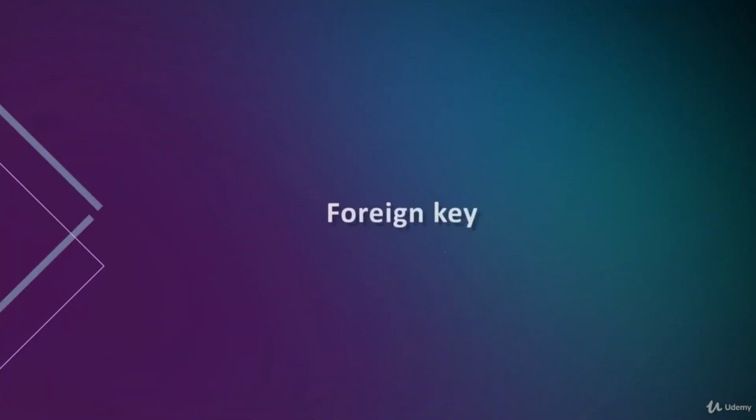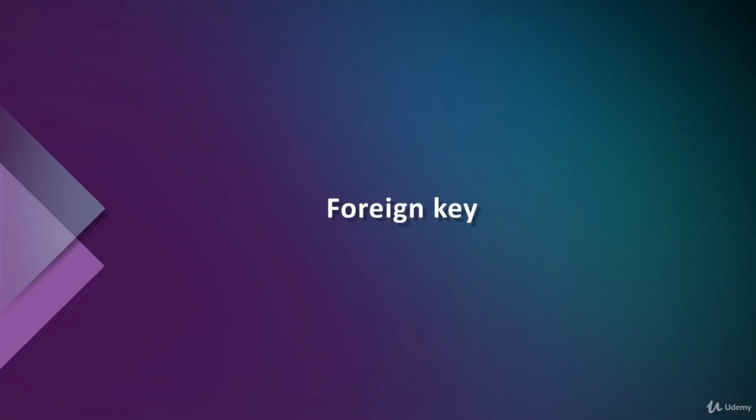Foreign key. A foreign key, or FK, is an attribute in a table that references the primary key in another table, or it can be null. Both foreign and primary keys must be of the same data type. Employee, EID, first name, last name, SIN, address, phone, birth date, salary, department ID.